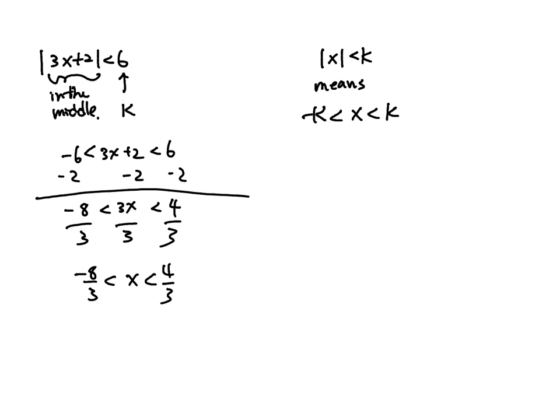And if you want to write this in interval notation, this will be negative 8 thirds, parentheses, comma, 4 thirds. Okay? Alright.